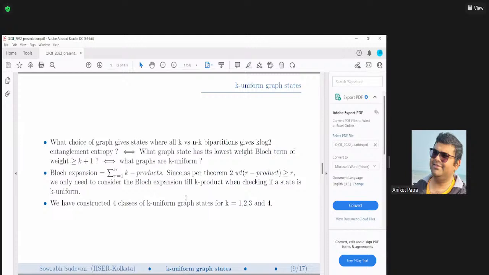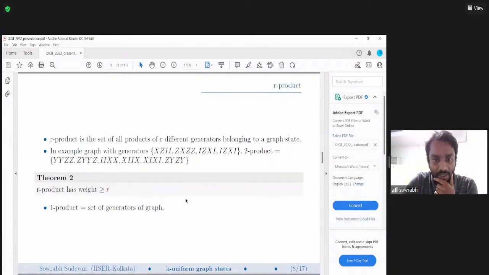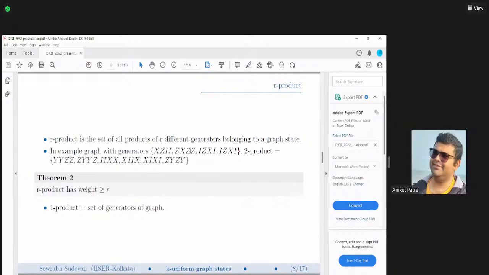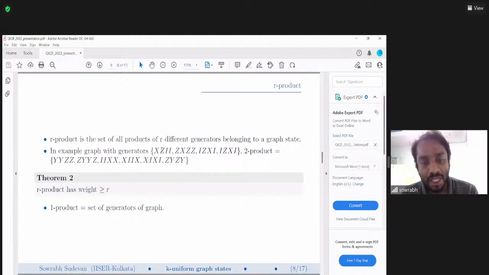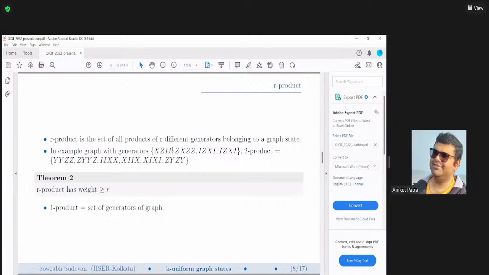Sowrabh, can you please explain the concept of weight once more? How do you define weight? Weight is, you can see these 4 operators here, right? X, Z, I, Z. These 4 are your generators, right? The generators, yeah. So the first generator here has a weight of 2 because it acts non-trivially on 2 qubits. Okay. Got it.